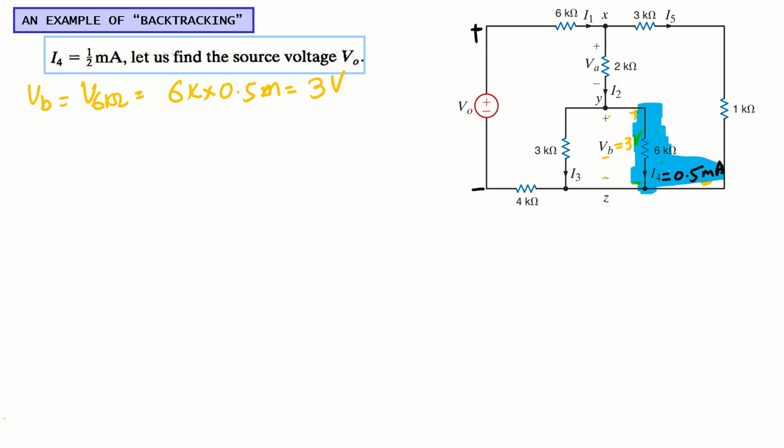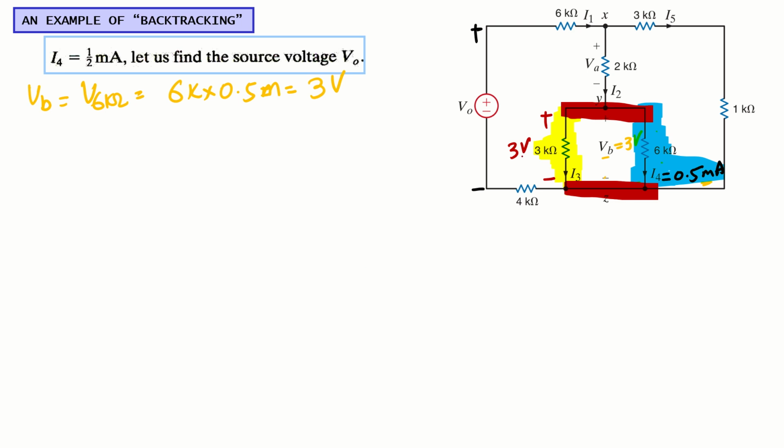Now what is the next thing that we can find? Again, if you look at the next branch, the 3 kilo ohm, we notice that this 3 kilo ohm branch is in parallel with 6K. Why is it in parallel? Because they are sharing two nodes, this node and this node. When two branches are in parallel, they have the same voltage drop, right? So the voltage drop across 3K will be the same, 3 volt.